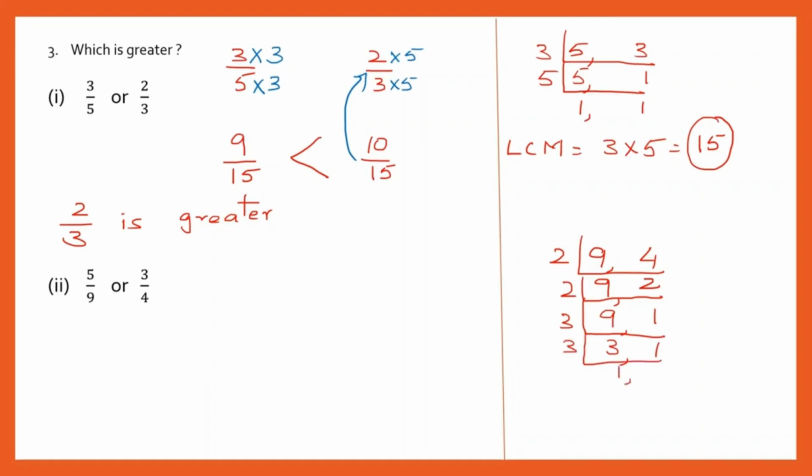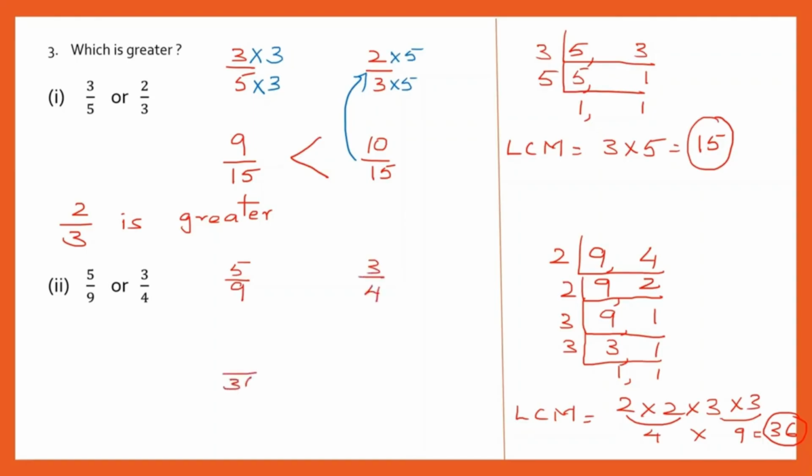3 ones are 3. Now let's find the LCM. 2 into 2 into 3 into 3. 2 twos are 4, 3 threes are 9, so 4 nines are 36. So our LCM is 36. I'm going to use that as the common denominator. So let's write down the questions. 5 by 9 and 3 by 4. My new denominator is 36 for both the fractions.